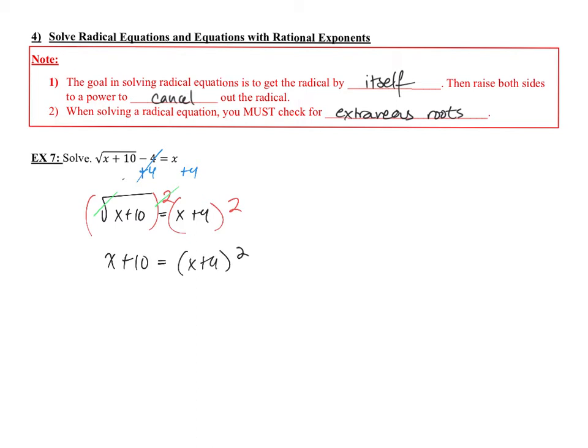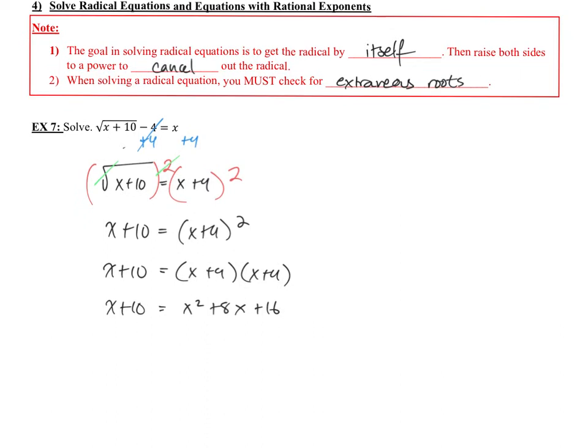Now, hopefully you did not think about just distributing the 2 in. That is very, very, very wrong. Don't make me cry. You need to go ahead and multiply that out. That is the binomials multiplying together. Makes you do the FOIL. So x plus 10, that x started to look like a fish. Okay, x plus 10 equals x squared plus 8x plus 16.